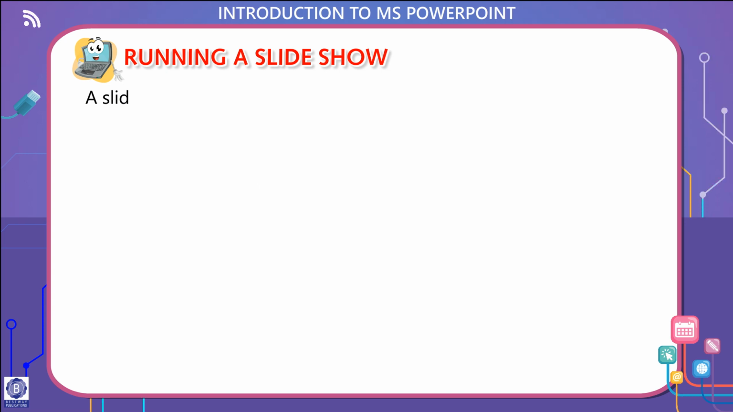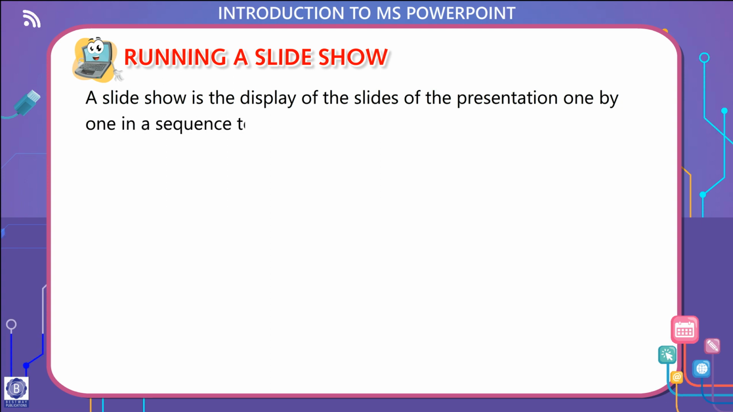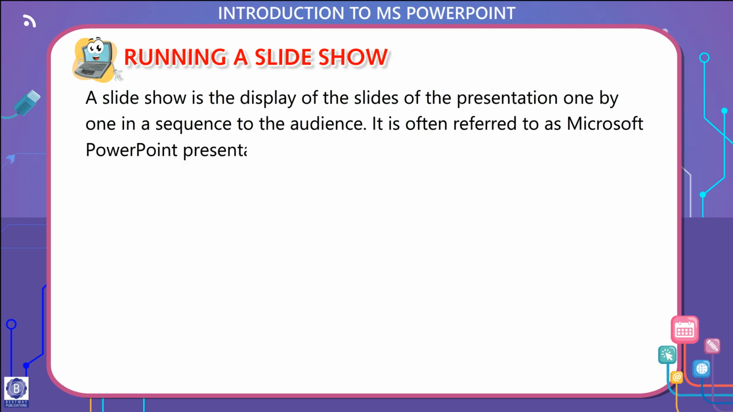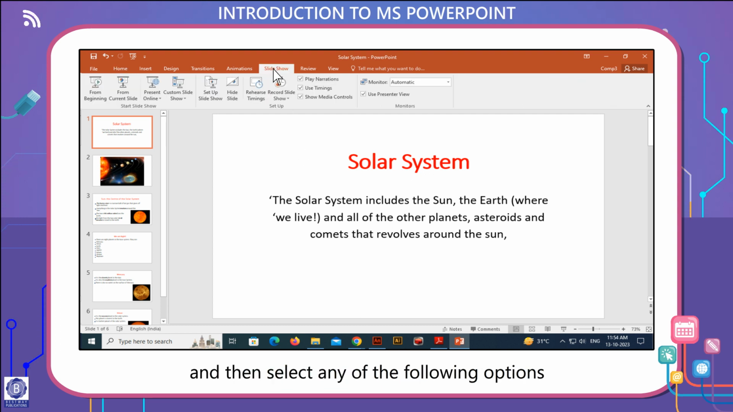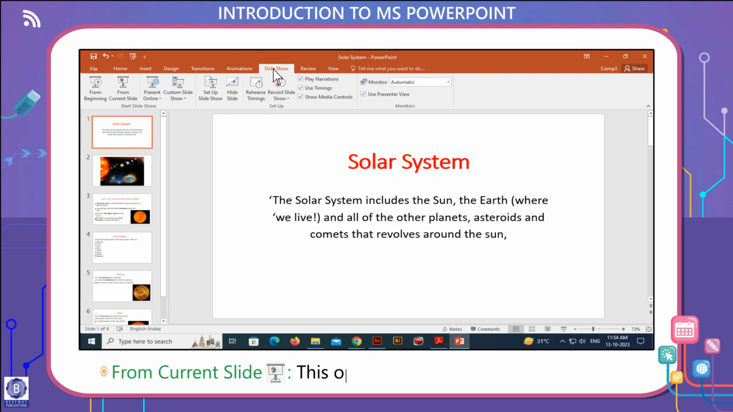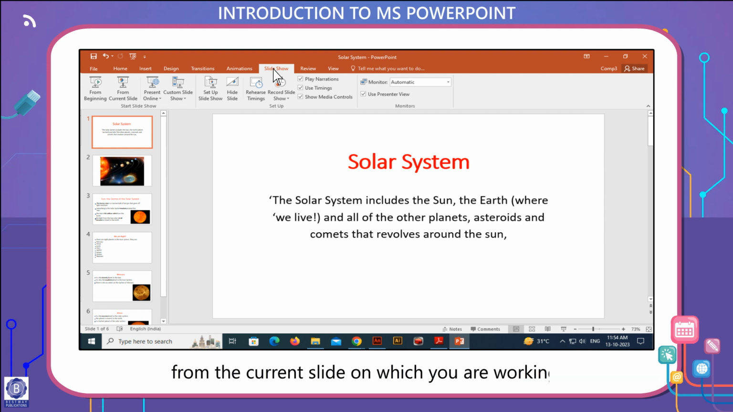Running a slideshow. A slideshow is the display of the slides of the presentation, one by one in a sequence to the audience. It is often referred to as Microsoft PowerPoint presentation. To run a slideshow, follow these steps. Step 1. Click the Slideshow tab and then select any of the following options in the Slideshow group. From Beginning, this option is used to run the slideshow from the first slide. From Current Slide, this option is used to run the slideshow from the current slide on which you are working.